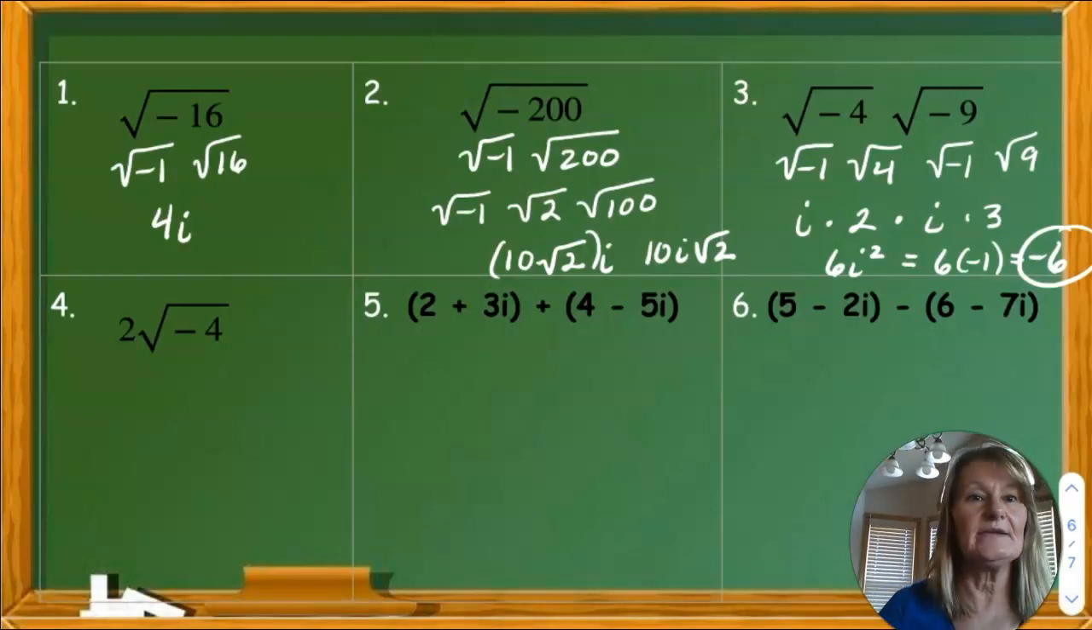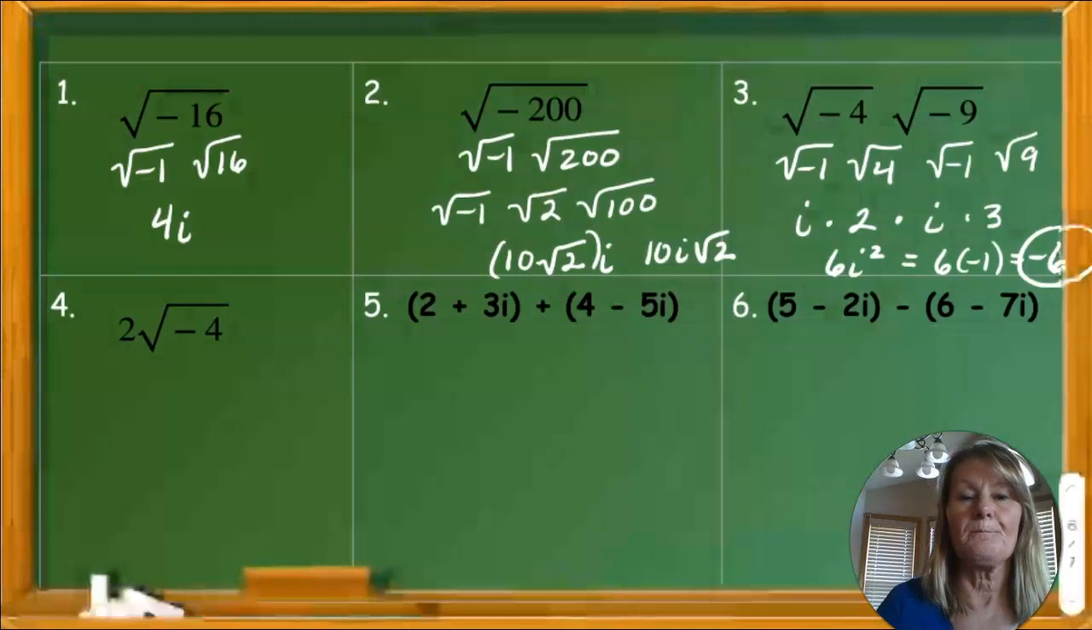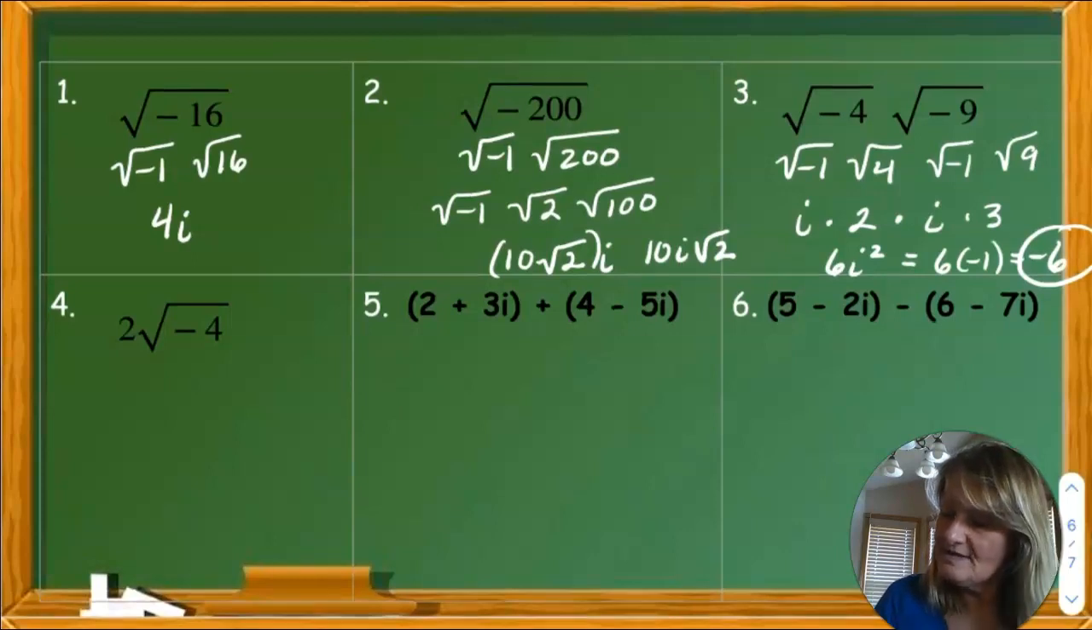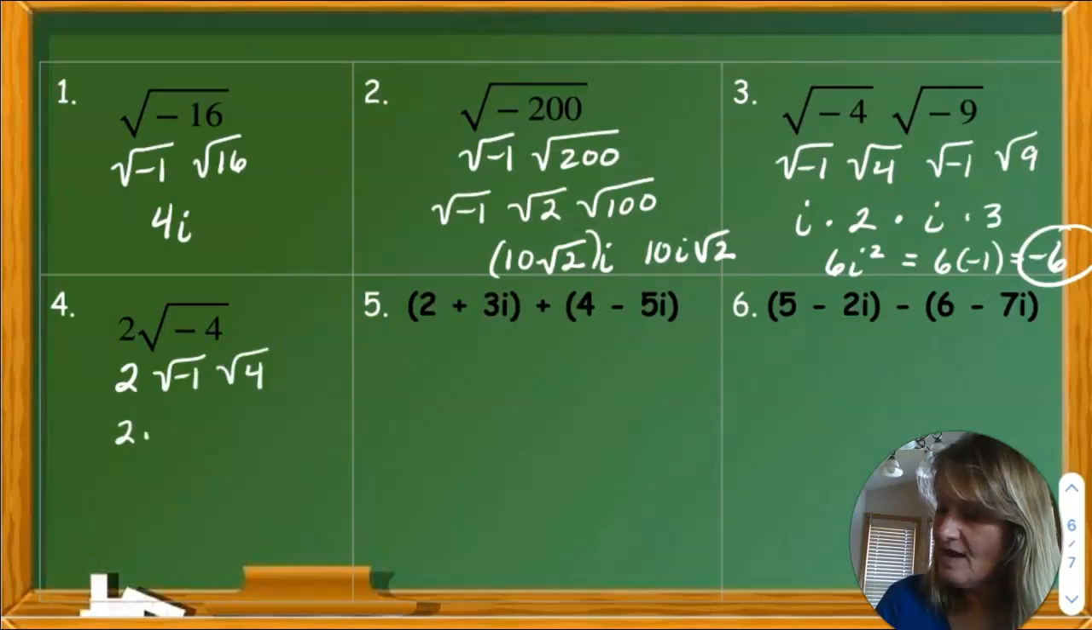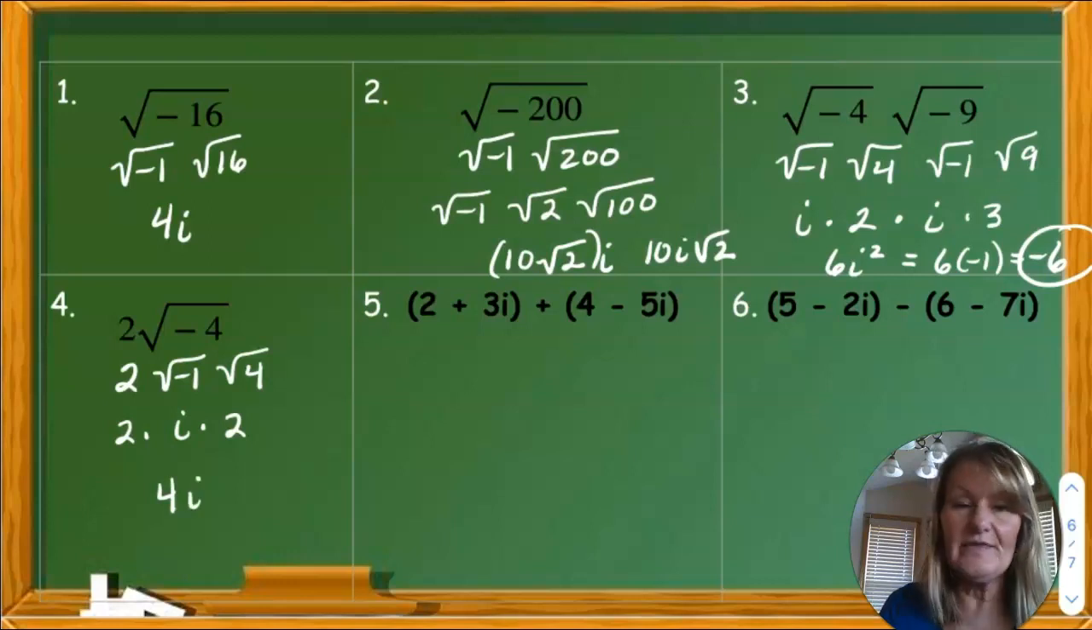Okay, let's run through another one here. Now this one just has a number out in front, but as far as the square root of -4 piece of it, I still need to break it apart. Okay, so I have the 2, I have an i, and I have a 2. 4i. I'm just going to multiply it. 2 times 2 is 4, and then the i.